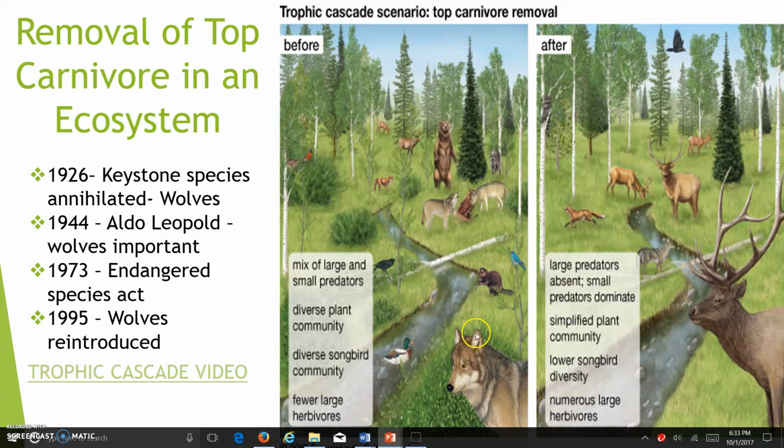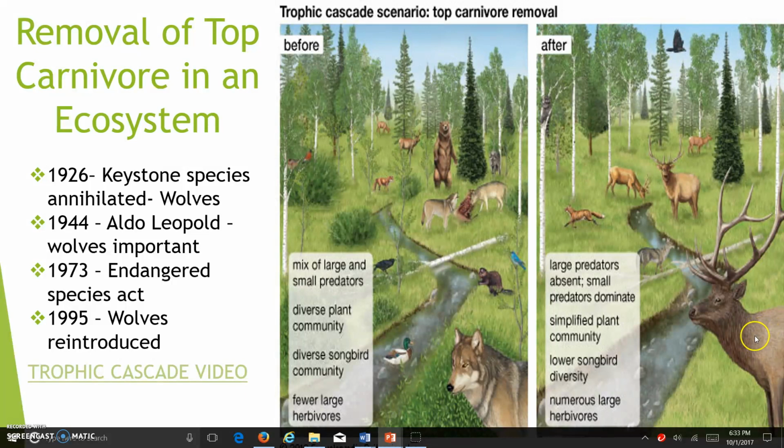After the wolf was removed from the Yellowstone National Park ecosystem and some time elapsed, you ended up seeing large predators being absent and small predators dominating, like the coyote and the fox. The result was that you had numerous large herbivores because their predators weren't feeding on them. So you had an increase in elk population, mule deer population, as well as bison population.